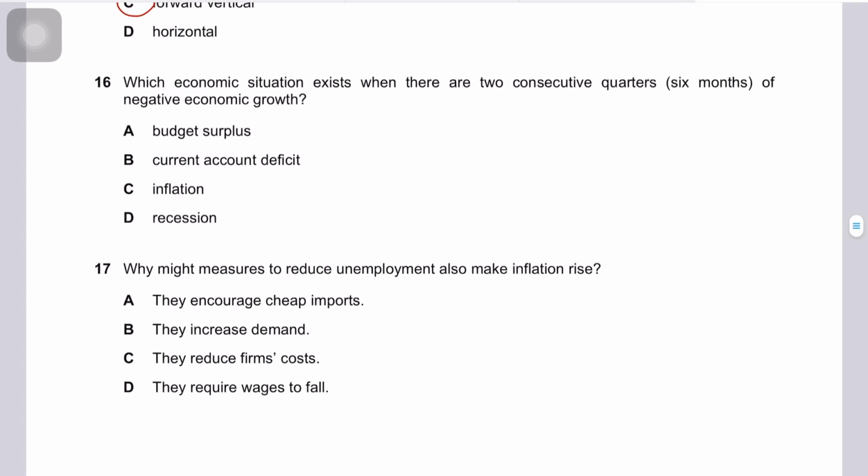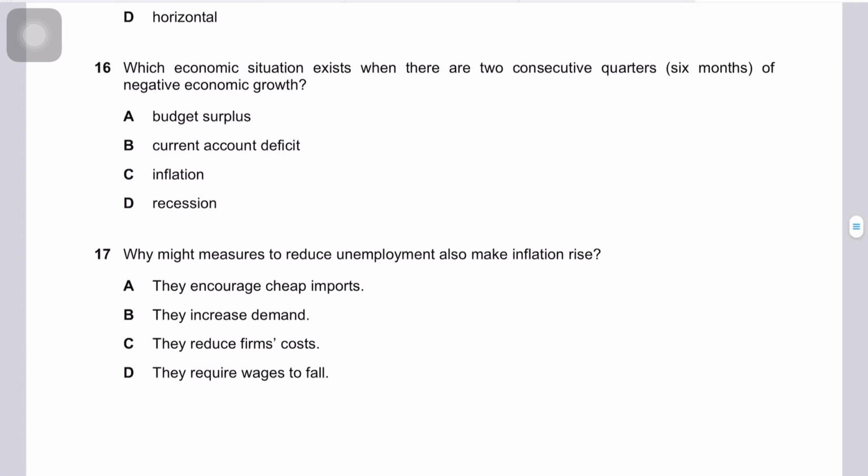Okay guys, the next question, 16, says: which economic situation exists when there are 2 consecutive quarters, that is 6 months, of negative economic growth?